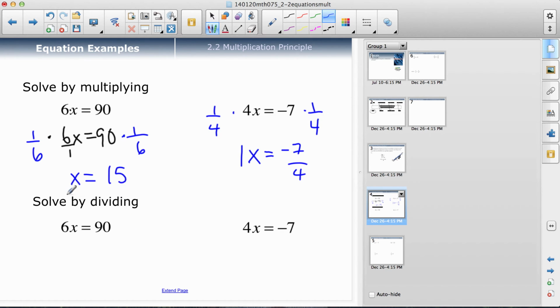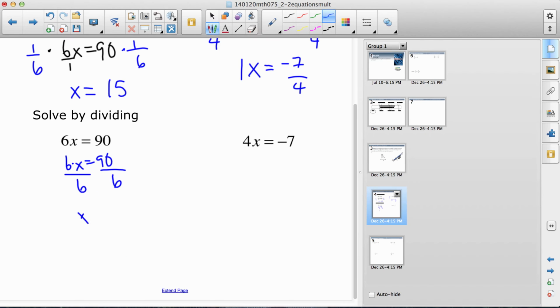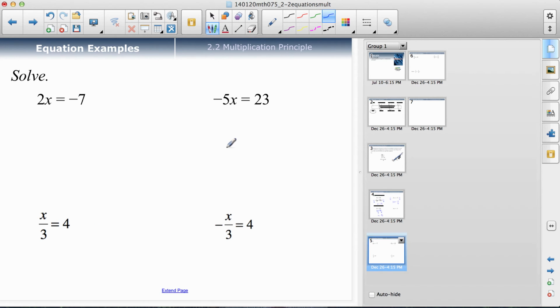Now, if you want to solve it by dividing, you're really doing the same thing. If you're wanting to solve this by dividing, you could say, okay, well, I'm multiplying by 6, so let's do the opposite operation. Divide this side by 6, divide this side by 6. And notice that you're going to get the exact same answer. And same over there.